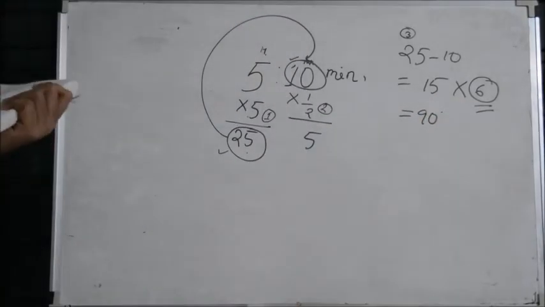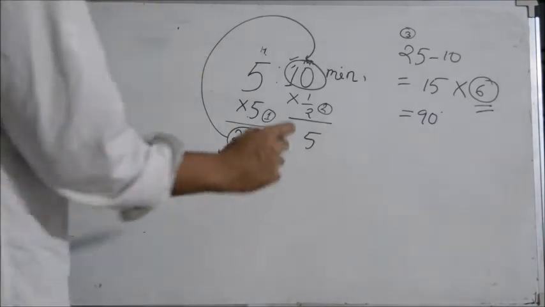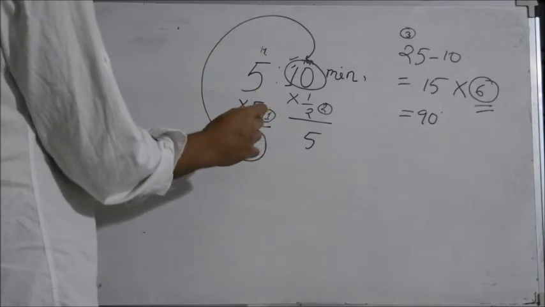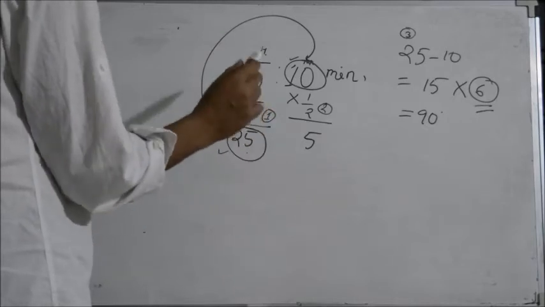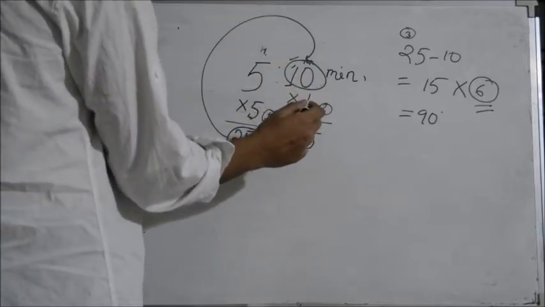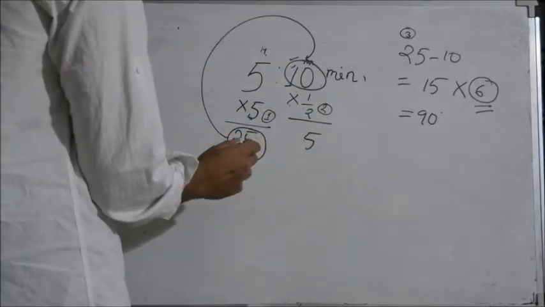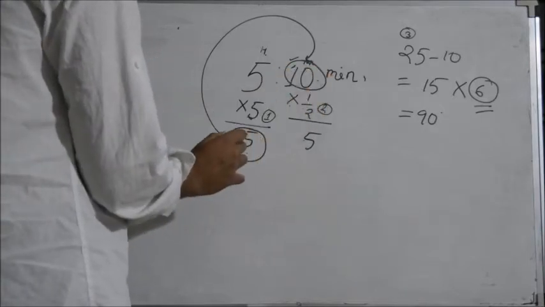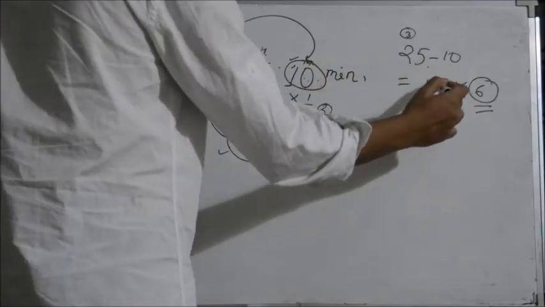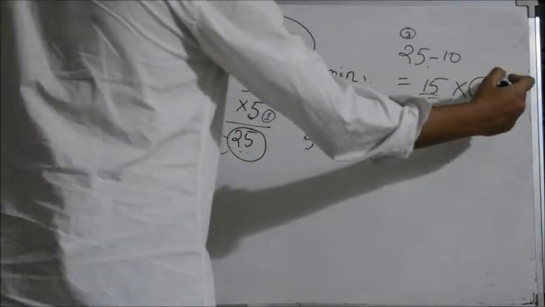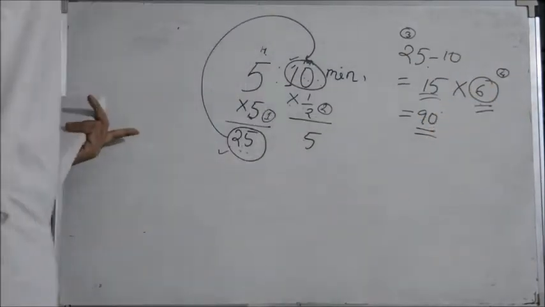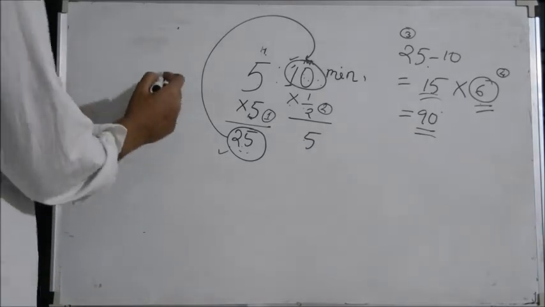Now till now it is clear. Once again I am repeating this, 5 and 10 minutes. So for 5 we will multiply with 5. This is the formula. Every time we will multiply with 5, which is equal to 25. Now for 10 minutes we will multiply with half, which is equal to 5. Now we will see which is greater, 25 or 10. 25 is greater. So we will subtract 10 from 25. That means 25 minus 10 is equal to 15 we got. Now in the fourth step we will multiply with 6. We will get 90. Now for the fifth step we will see the clock again.